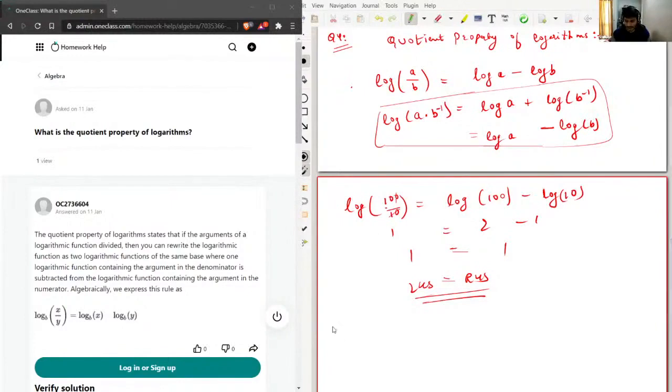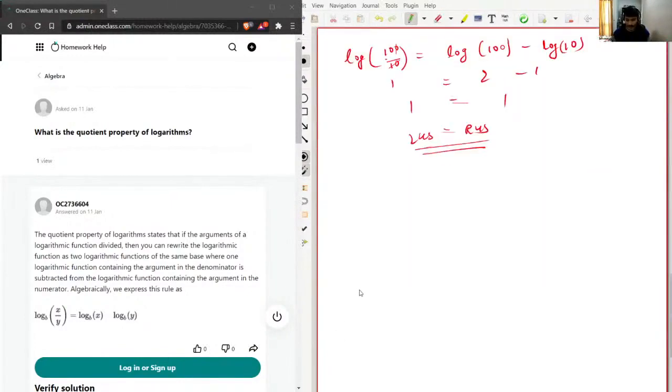So let's say one more example. I have log of, let's say, x square minus 1, minus log of x minus 1. So I can use this property, and this whole term is treated as a single term here. So this will become log of x square minus 1 over x minus 1.